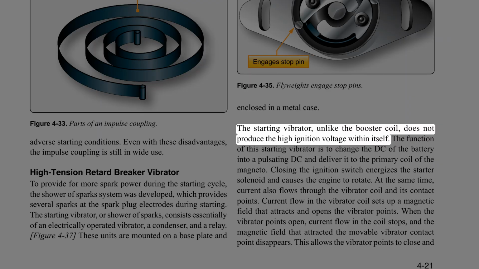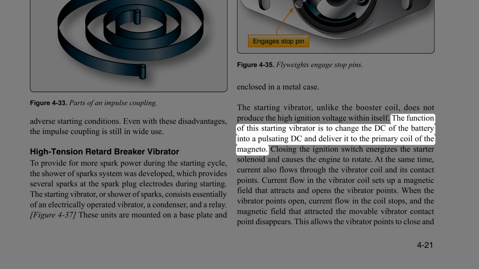The starting vibrator, unlike the booster coil, does not produce the high ignition voltage within itself. The function of this starting vibrator is to change the DC of the battery into a pulsating DC and deliver it to the primary coil of the magneto.